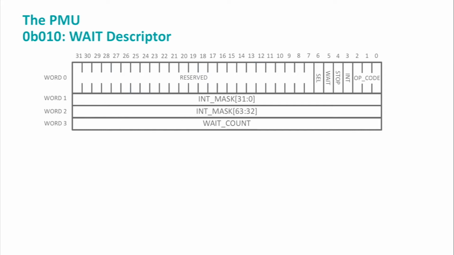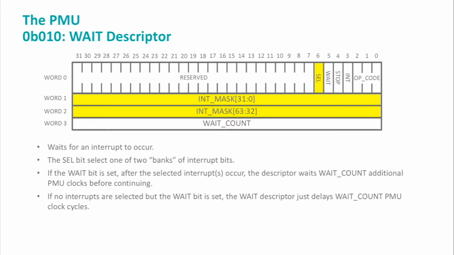Our third descriptor type is wait, and it does just what the name implies. The wait descriptor causes the opcode processor channel to wait for some event to occur before proceeding. The 64 bits in the two operand words are augmented by a select bit to provide up to 128 possible events to check. And if the wait bit is set in the wait descriptor, the channel lets the given number of clock cycles expire after the selected event occurs before proceeding to the next descriptor in the list.